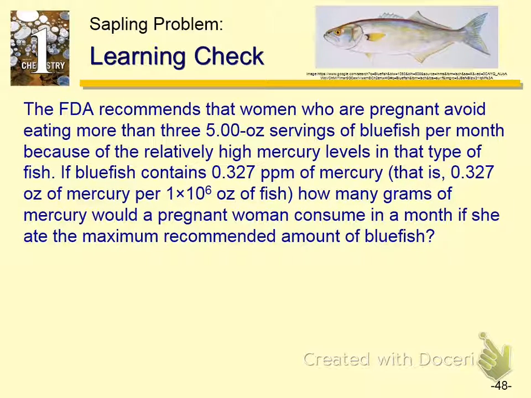With the 3 5-ounce servings, okay? So what we're going to do is we've just got 3 times 5 ounces. That would be 15 ounces, okay? And where are we going to go from that? This is ounces of what? Fish, right? That's ounces of fish. So we got ounces of mercury, we got ounces of fish. What comes next?